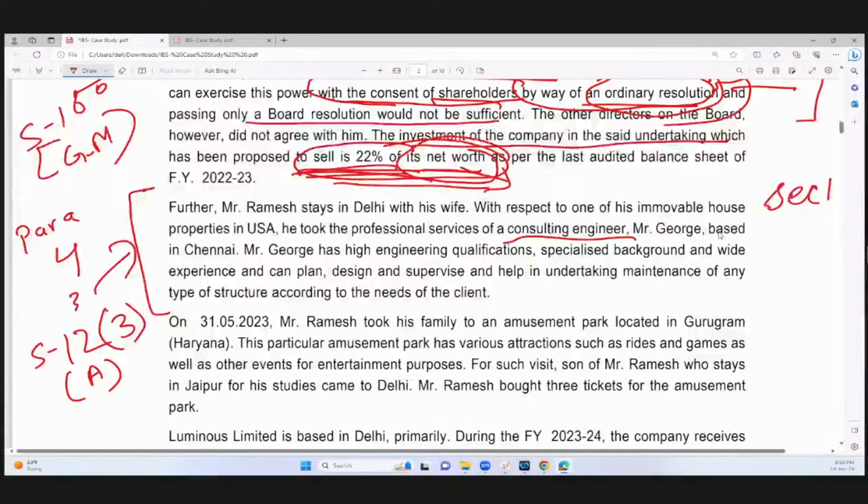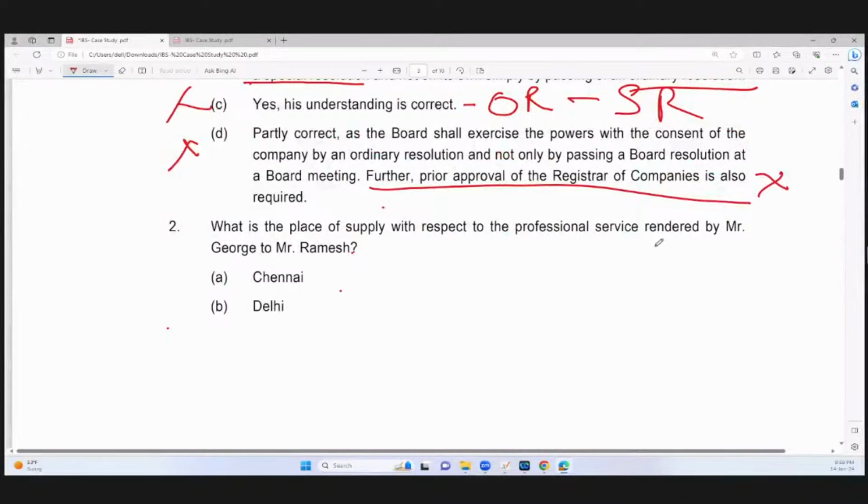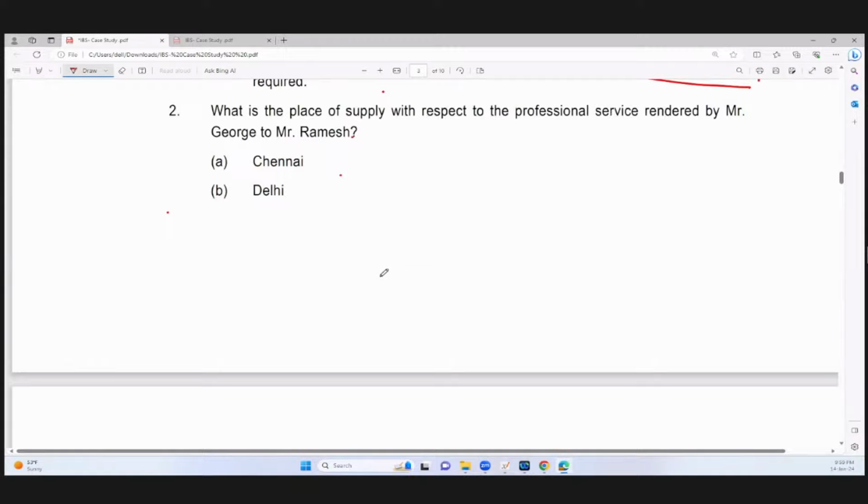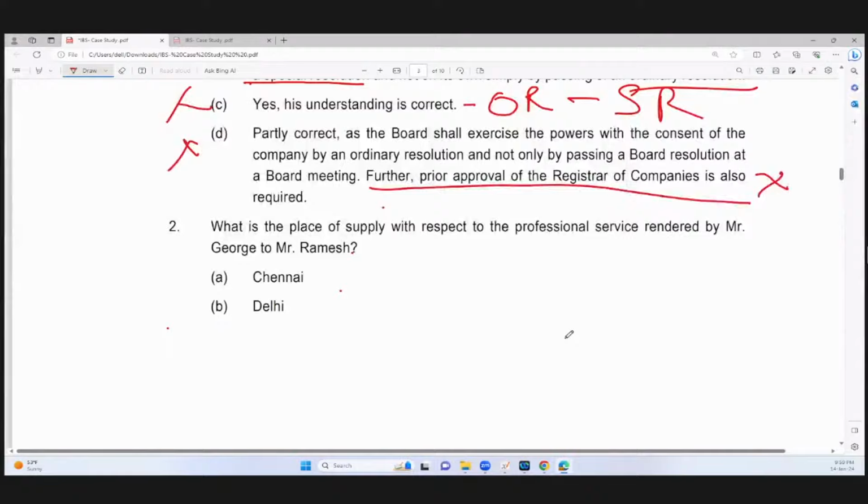अगर हम एमसीक्यू को देखते हैं अभी, व्हाट इज द प्लेस ऑफ सप्लाई विद रिस्पेक्ट टू प्रोफेशनल सर्विसेज रेंडर्ड बाय मिस्टर जॉर्ज टू मिस्टर रमेश. तो आंसर हमारा निकल के आ रहा है, चेन्नई नहीं है, दिल्ली, चेन्नई, दिल्ली, यूएसए, प्लेस ऑफ सप्लाई इज नॉट रिलेटेड. तो इसका आंसर दिल्ली आ रहा है ना, तो दिल्ली, बी आंसर है इसका. हमने चारों ऑप्शन पढ़े फिर डिसाइड किया. अब आपको रीजन में दिखाता हूं इसका.